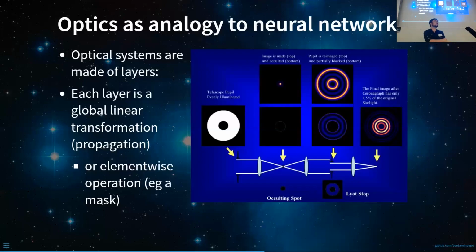And what's really cool is that all of optics is a subset of neural networks mathematically. In fact, optics is completely isomorphic to a subset of neural networks. And here's why. Optical systems are made of layers. Each layer is a global linear transformation where light propagates between some kind of optical elements like lenses or mirrors or something. And then at those points, you get an element-wise, local, potentially non-linear operation where you affect the amplitude or the phase of the light, right?